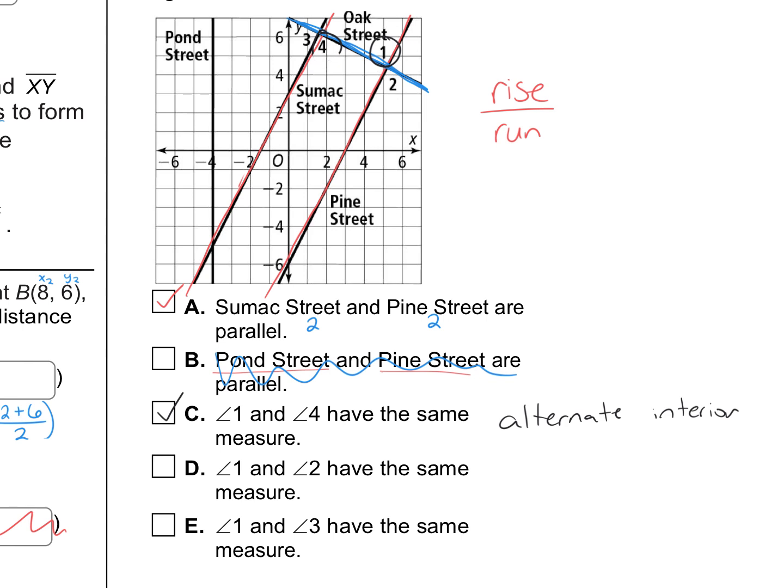Letter D. We are comparing angle 1 to angle 2. Are those congruent to each other? Yes. What's the relationship? Vertical angles. And then last one, angle 1 and angle 3. Are those the same? No. So we know E is wrong. So your correct answers on this one are A, C, and D.